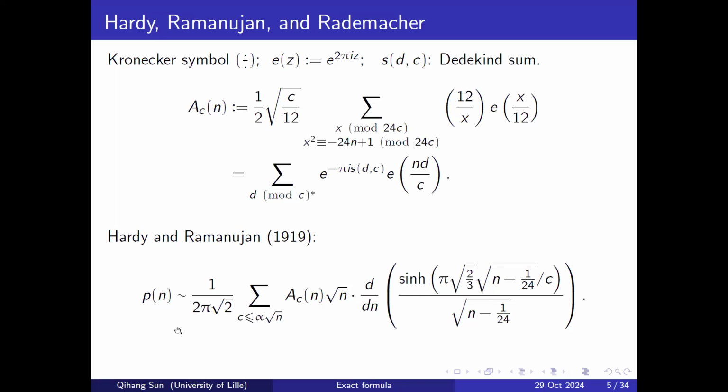And people have a very strong hope that this summation, this asymptotics, when summing up to infinity, should equal to Pn itself. And this is a result by Rademacher in 1938. That's summing up to infinity. This will just equal to Pn. That's why we call it Rademacher's exact formula.